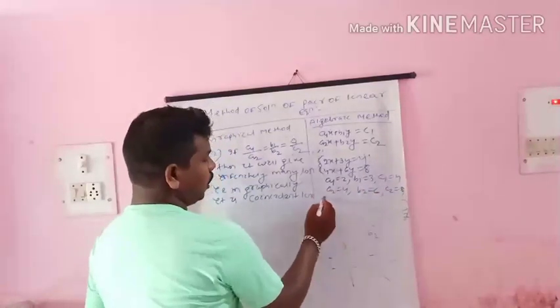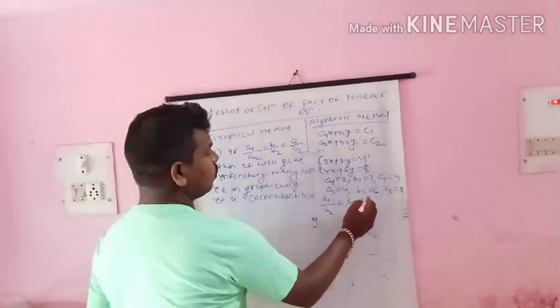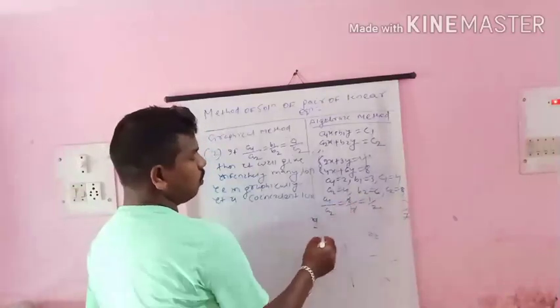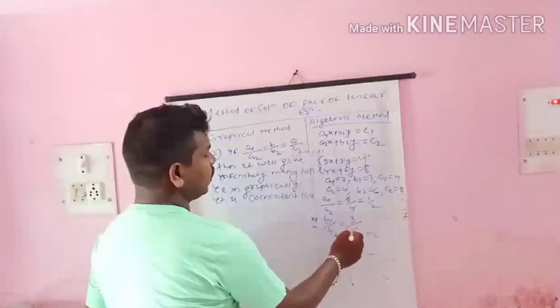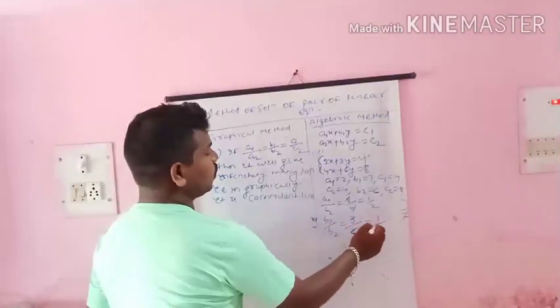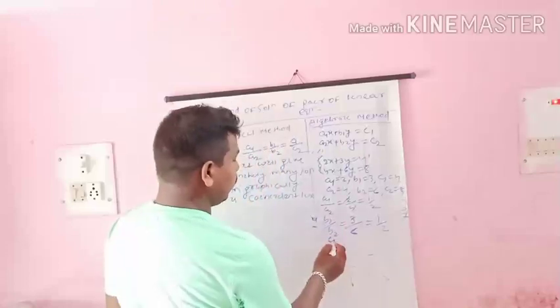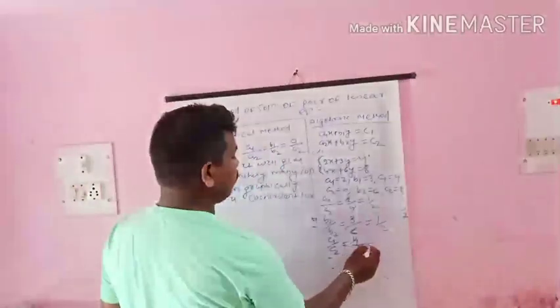So here you clear that a1 by a2 equal to 2 by 4, that means 1 by 2. If we cancel 2 by 4, that is equal to 1 by 2. b1 by b2 equal to 3 by 6. If we cancel, it also gives 1 by 2. Again, if we take c1 by c2, then 4 by 8, so it will also give 1 by 2.